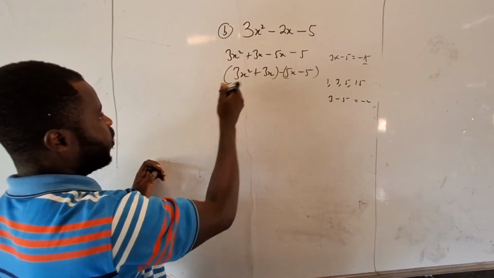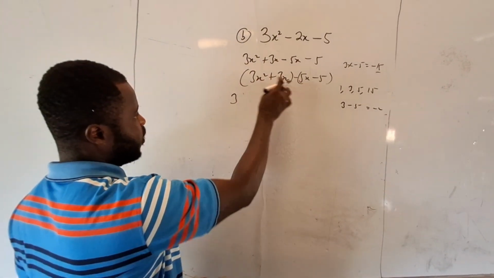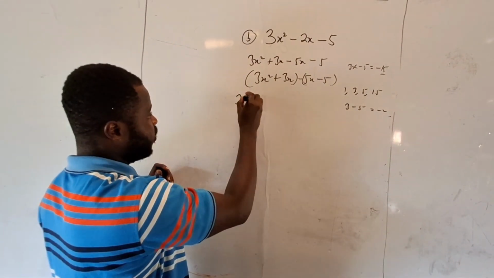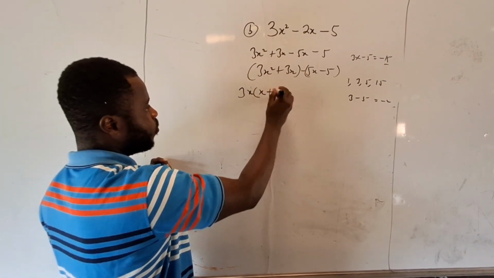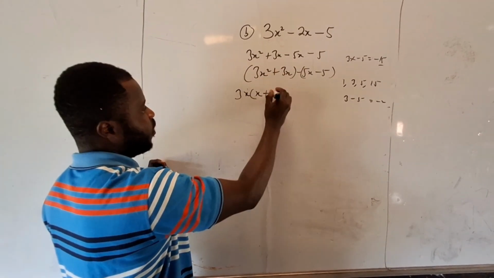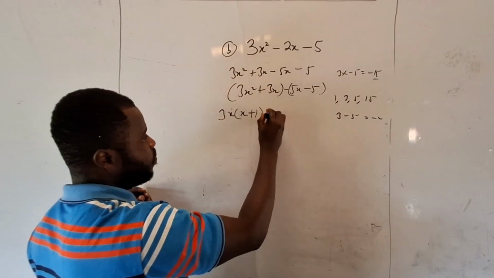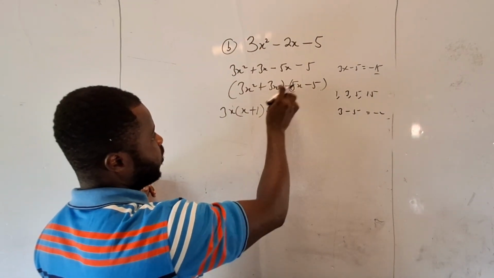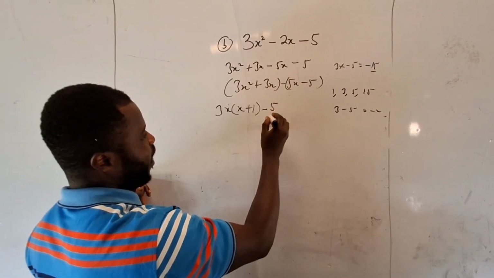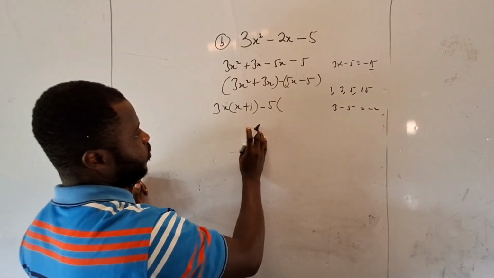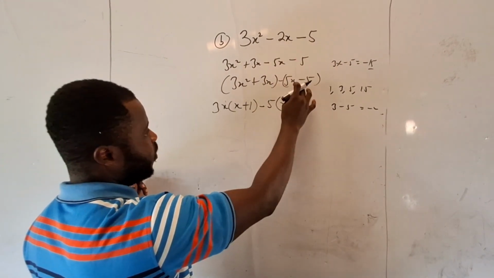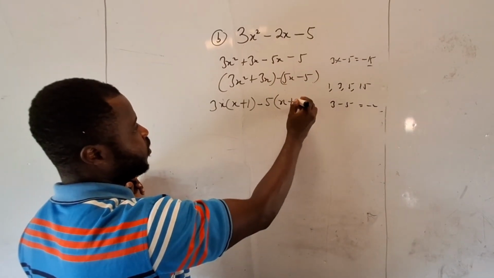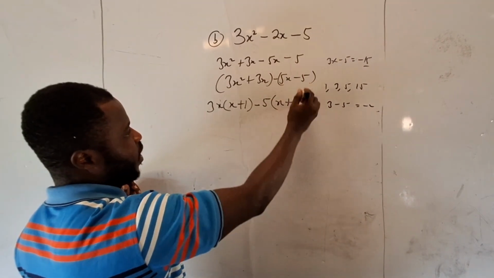Now, highest common factor for the numbers will be 3. Then the letters are also common on both sides. We bring 1 out. So 3x will be out. 3x will divide 3x, 1. Then minus the highest common factor for here will be 5. Then bracket open, x will be left here. Positive, negative will be positive. 5 will divide 5, 1.